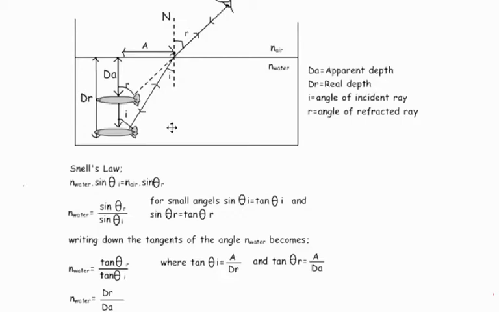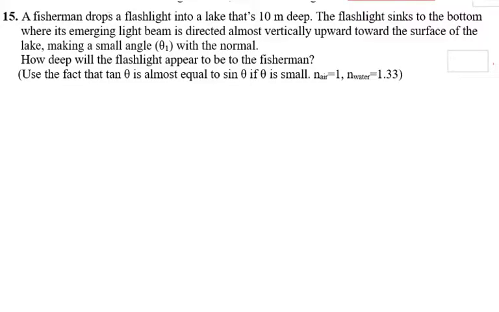In this question they say a fisherman drops a flashlight into a lake that is 10 meters deep. The flashlight sinks to the bottom and its emerging light beam is directed almost vertically upward toward the surface of the lake, making a small angle θ1 with the normal.